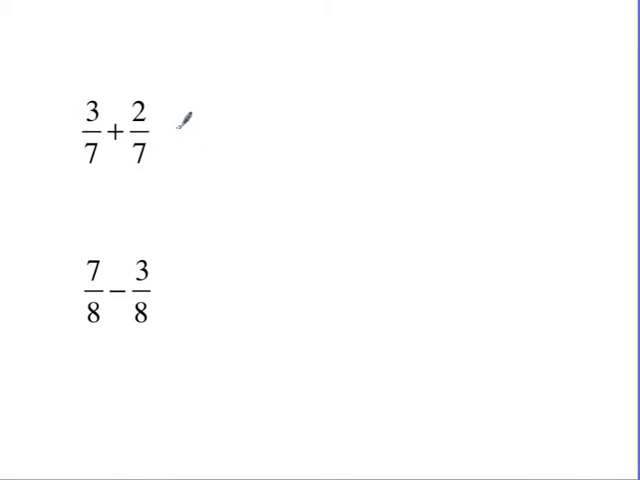Well, the question is, in effect, how many sevenths have you got? Well, that's just 3 add 2 to give you 5, but you've still got 5/7. You haven't got 5/14.